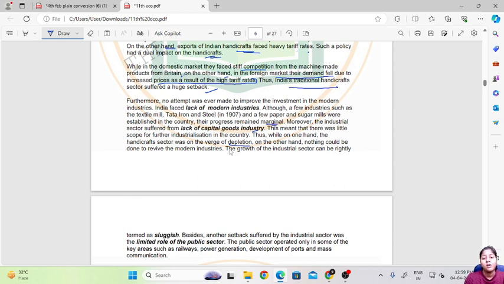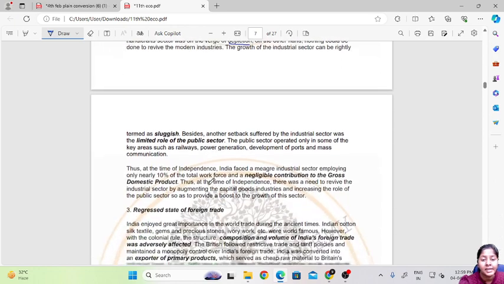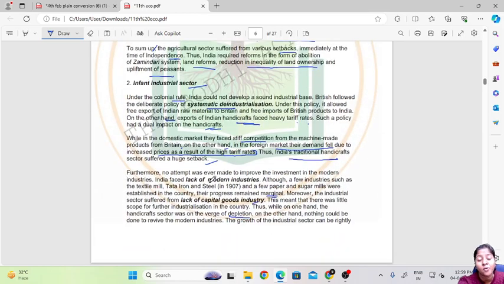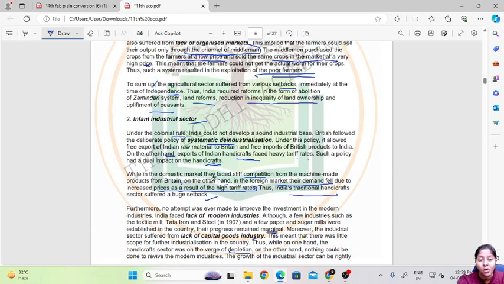The public sector operated only in some areas such as railways, power generation, development of ports and mass communication. So India was lagging behind in all these things during the colonial time.